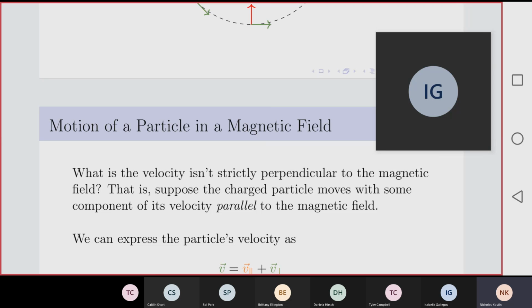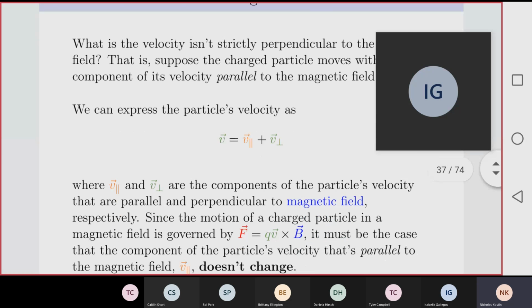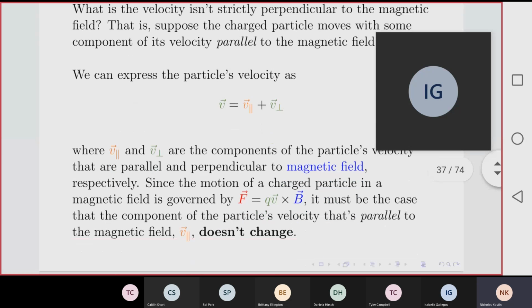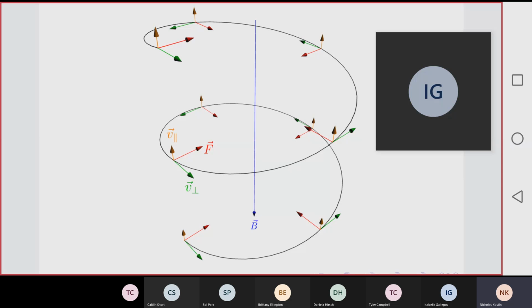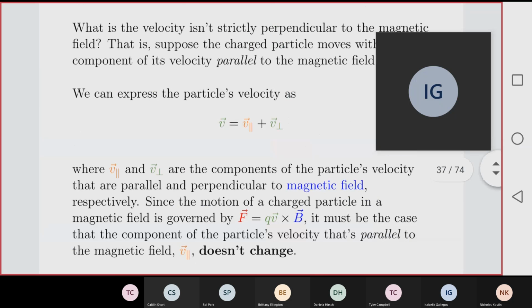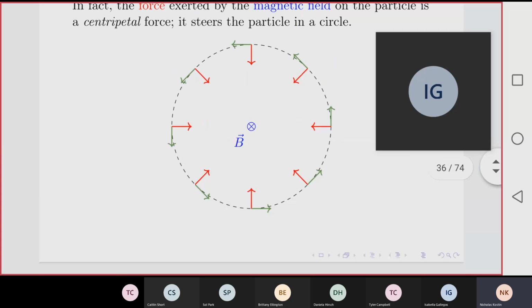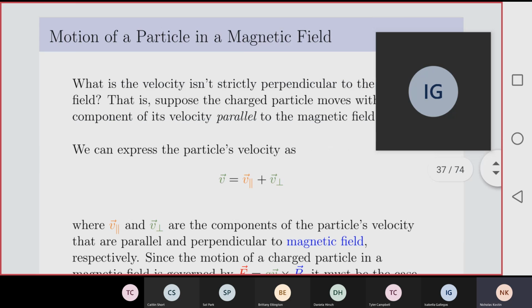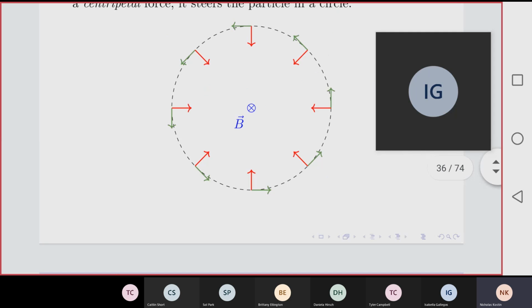That was the case if the velocity was completely perpendicular to the magnetic field. But if the velocity had some component that was parallel to the magnetic field, then it's no longer the case that the particle moves in a circle. Now the particle is going to move in a helix. We can express the velocity as a component that's parallel to the B field and a component that's perpendicular to the B field. The component that's perpendicular to the B field is still going to behave the same way as before. It's still going to move it in a circle. But the component that's parallel to the B field, instead of keeping the particle in a circle, is going to push it upwards in a helix shape.